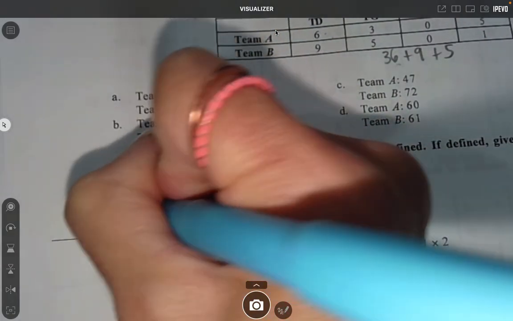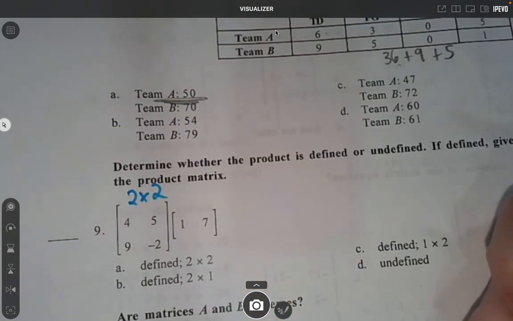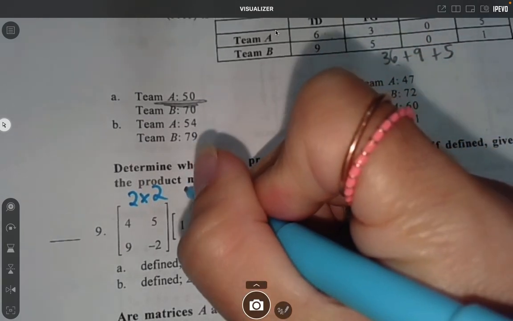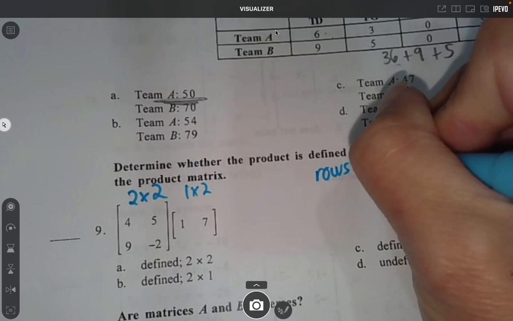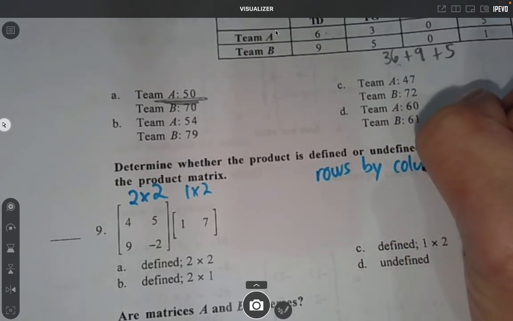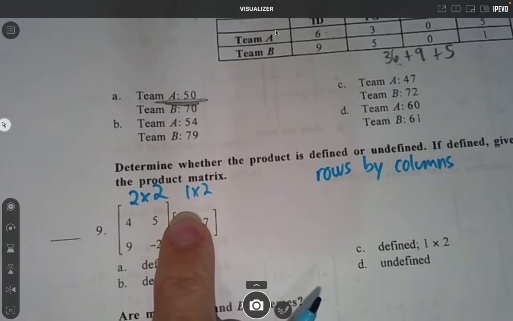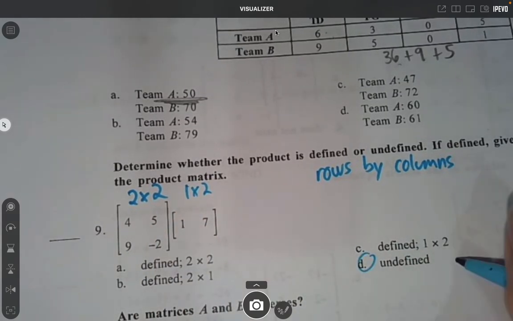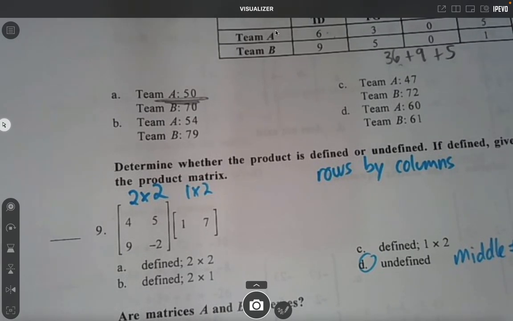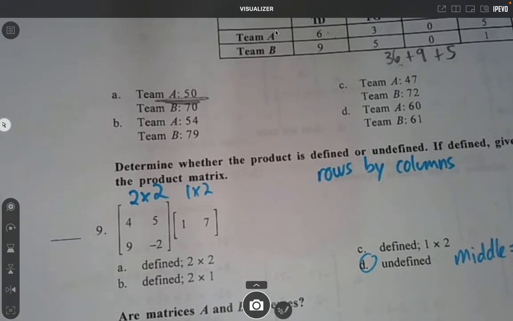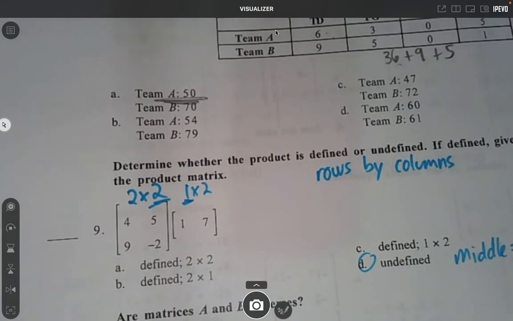Okay, so sorry, y'all said I need to see if that's on there. It is. A 2 by 2. What is this one? It's a 1 by 2. It's rows by columns. I'll write that down. Rows by columns. Okay, do the middle numbers match? No, so it's undefined. Middle numbers didn't match. I'll put that. The 2 and the 1 didn't match, so it would just be undefined.